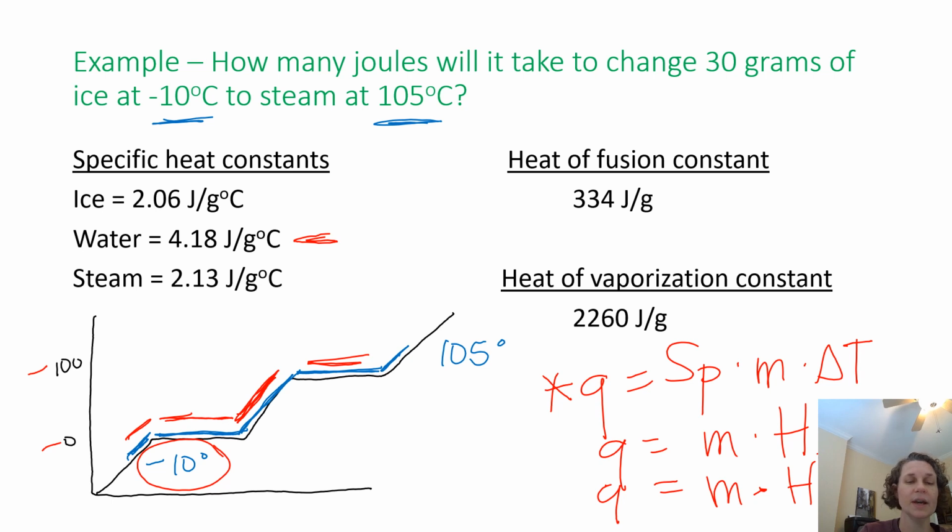And that gets us up to steam, and then we're going to heat our steam up 5 more degrees. So we're going to go from 100 up to 105. So we use this formula again. Now on the next page, I will write out all the numbers, show you all the math, get everything kind of added up. Again, ask me if you have questions.